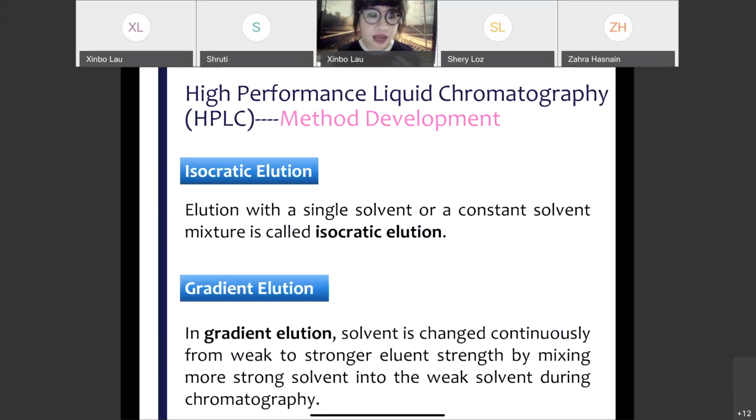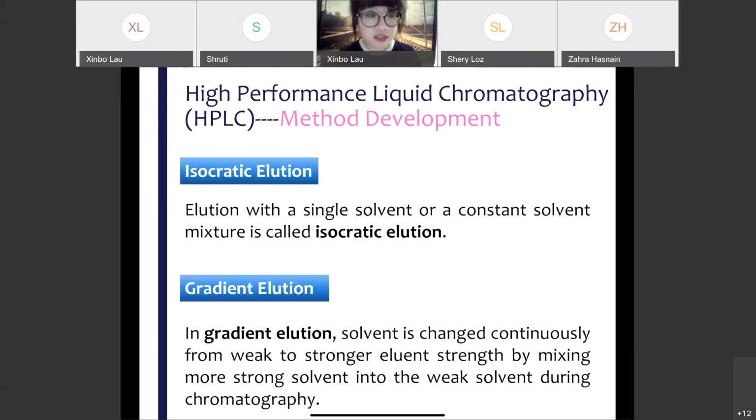And then we also have the isocratic elution. So basically you will have a constant solvent mixture. Say I'm using 60-40 between my acetonitrile and water, and then I want to see how the separation is. And then sometimes you're going to use gradient elution. So basically the ratio between my solvents, which is my mobile phase, is going to change throughout my separation.